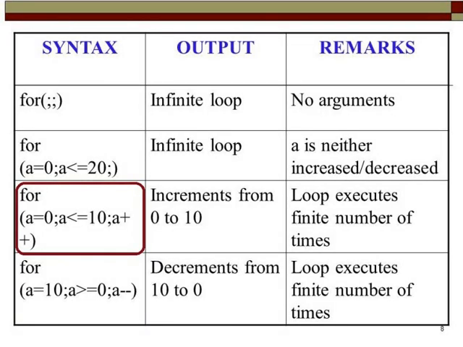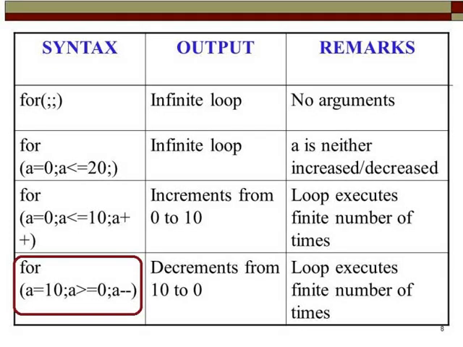So, like that it goes till the value becomes 10. After it becomes 10, it executes the loop again. Again when it updates, the value of a will become 11. So, 11 is less than or equal to 10, that condition is false. 11 is greater than 10. So, at that particular point of time it will jump out of the loop. So, this is the correct formation of a for loop.